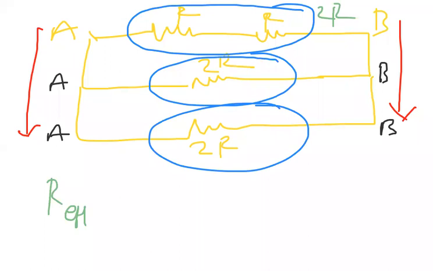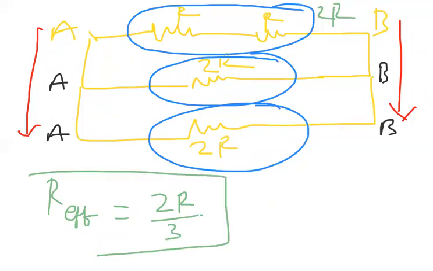Then what is the R effective formula? If three identical resistances 2R, 2R, 2R are parallel, then I can write it as 2R by 3. If 4 2Rs are parallel, 2R by 4. 5 2Rs are parallel, 2R by 5. For identical resistances, in my last class I gave RP is equal to R by N. Here all the 2Rs are parallel. How many 2Rs are there? 3 2Rs are there. So 2R by 3. Like that I can write.